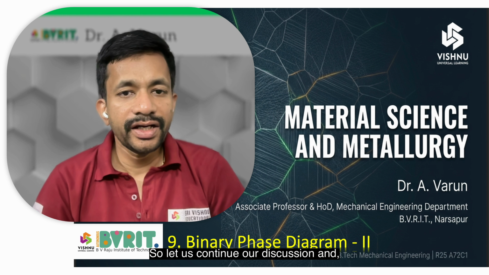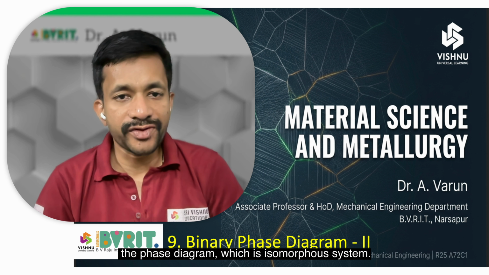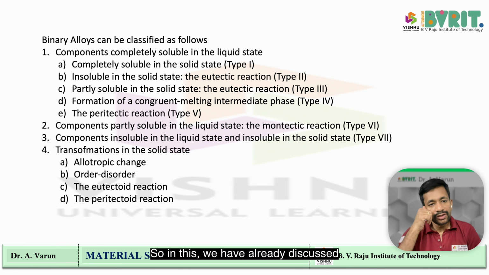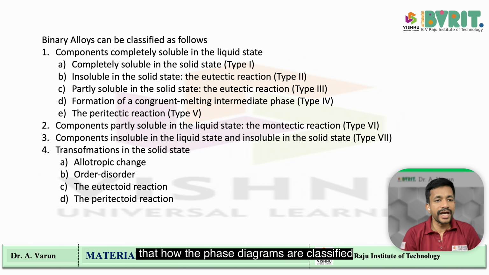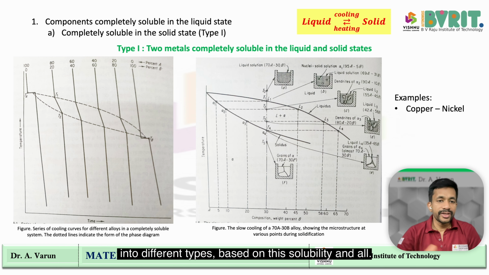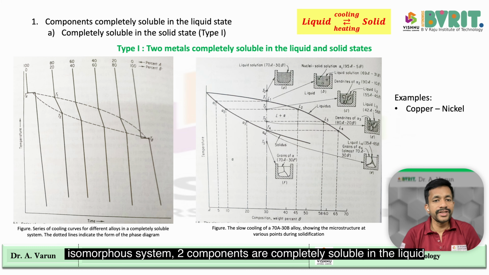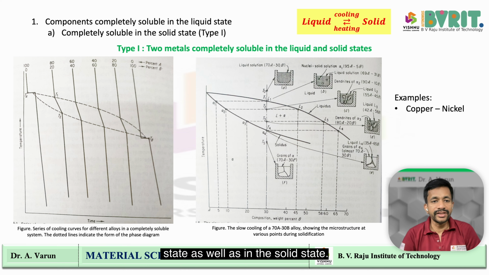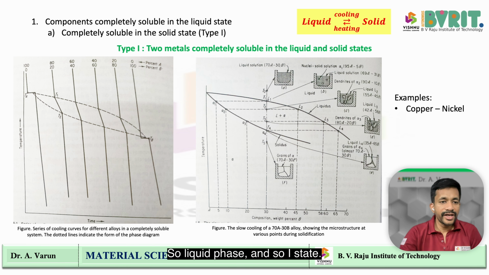In the previous class, we saw one of the phase diagrams, which is the isomorphous system. So let us proceed. We have already discussed how phase diagrams are classified into different types based on their solubility and so on. This was the first example that we have taken, wherein, in an isomorphous system, two components are completely soluble in the liquid state as well as in the solid state. So liquid phase and solid state.